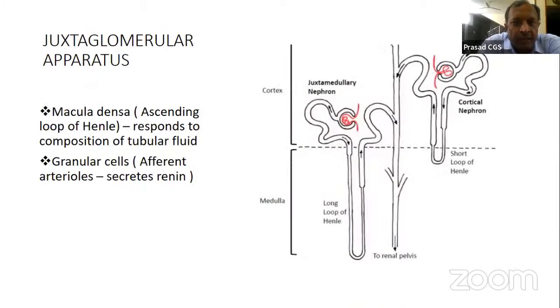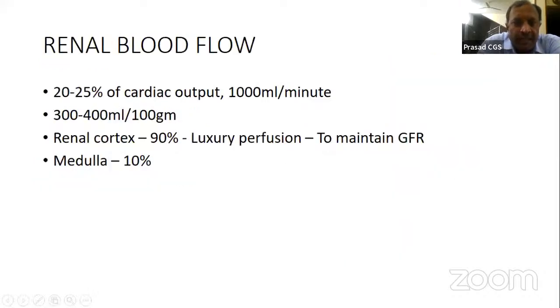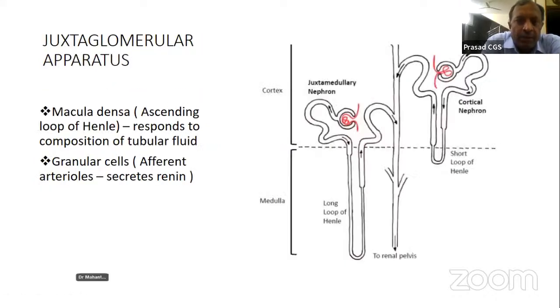A very important point regarding the nephron is this: there are two types of nephrons. One is the cortical nephron, and the other is the juxtamedullary nephron, which is situated at the junction of the cortex and the medulla. 85% are cortical nephrons, and only 15% are juxtamedullary nephrons. Juxtamedullary nephrons have the juxtaglomerular apparatus, which consists of the macula densa, cells arising from the ascending loop of Henle, and the granular cells, which arise from the afferent arterioles. The macula densa responds to the composition of tubular fluid, whereas the granular cells help in the secretion of renin.